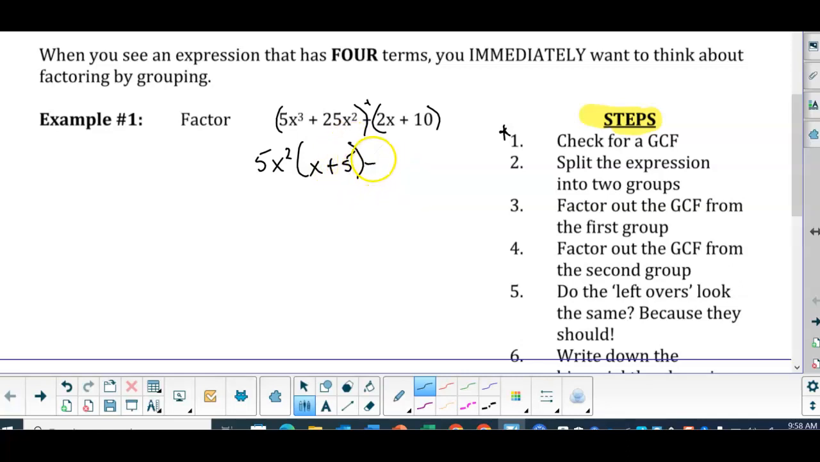And now we're going to do the same thing with the second parentheses. Factor out a GCF of 2. 2 goes into itself and goes into 10, and it goes into 10 5 times.